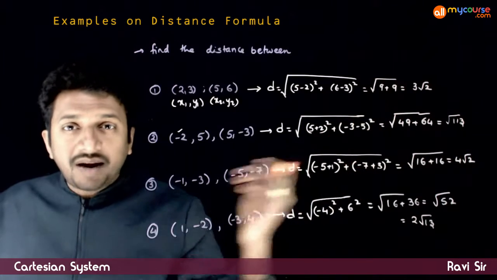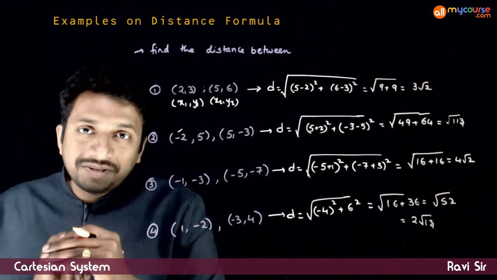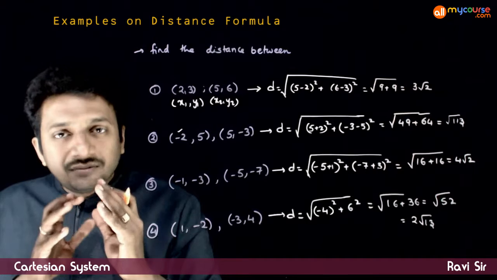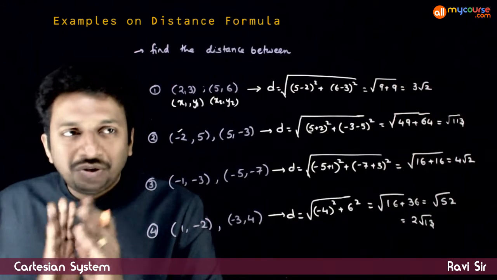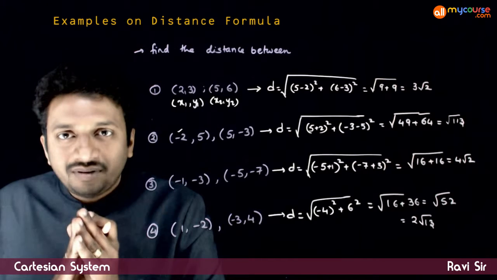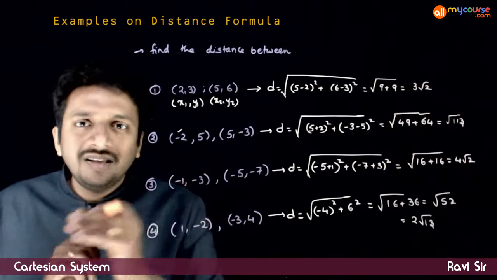So this is how you find the distance between 2 points. You have to use the formula along with the signs of the given numbers. You should not change the signs by yourself. You apply the exact same formula, you get the right answers.